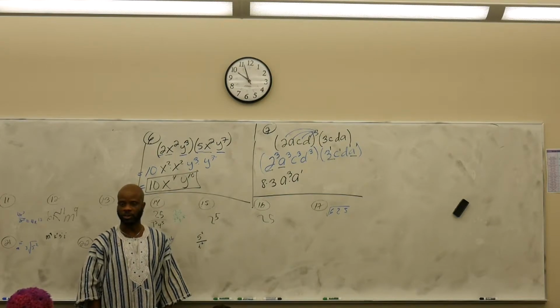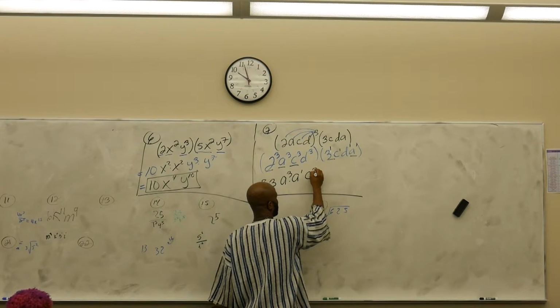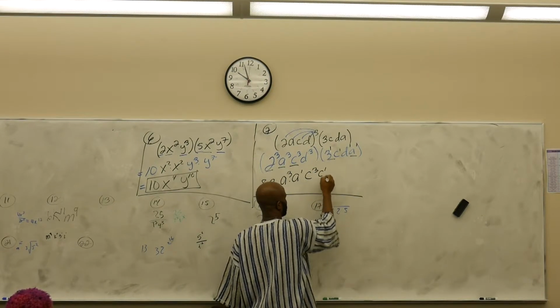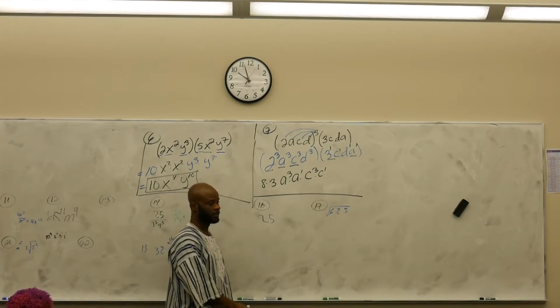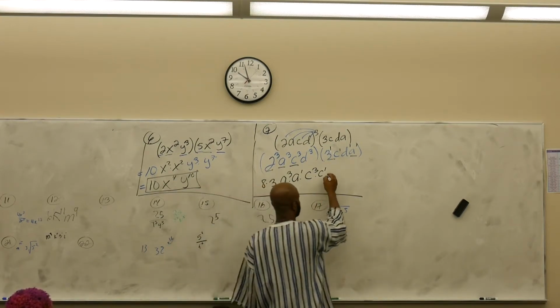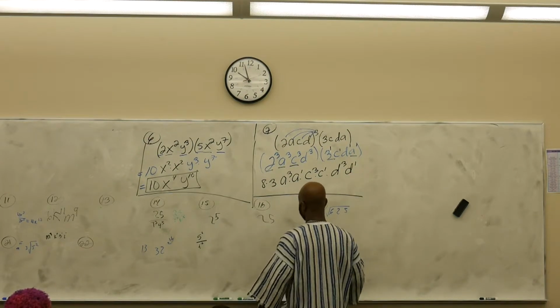What's the next one we should collect? C's. So I got 3 of them here. And how many here? 1. What's the next thing? The D. So we got 3 of them in the first one and 1 of them also in the second one.